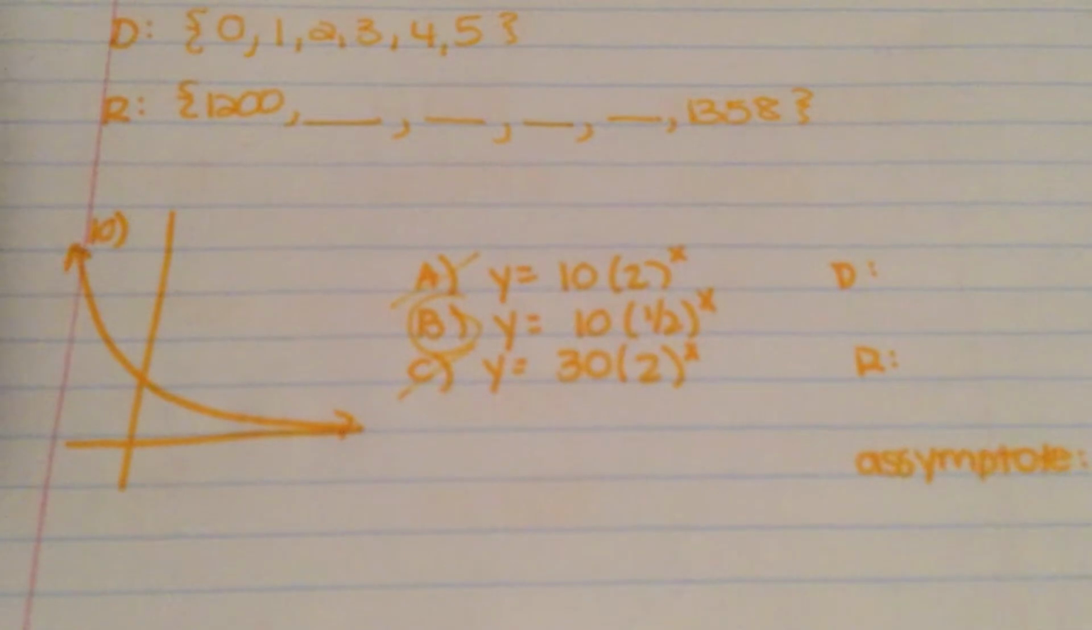When it's asking me domain of an exponential function, they're all the same. It is always all real numbers for the domain.